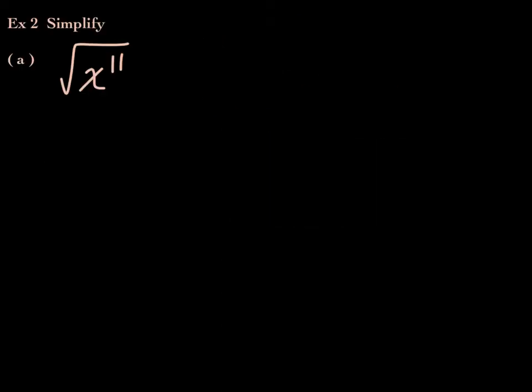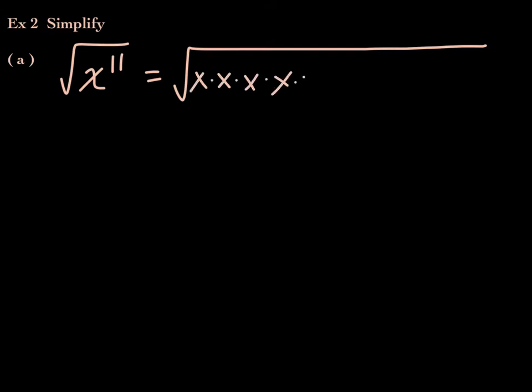All right, now let's simplify the following. The square root of x to the 11th power. Now watch this. The x to the 11th power means, just bear with me, x times x times x times x times x times x times x times x times x times x times x. I hope that was 11 of them. Let's see, 1, 2, 3, 4, 5, 6, 7, 8, 9, 10. Yeah, we're good. That's what it means.